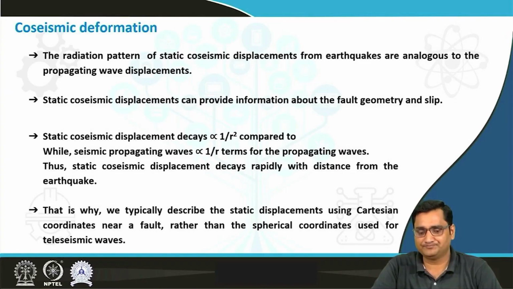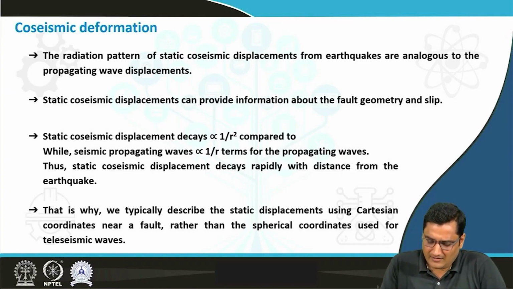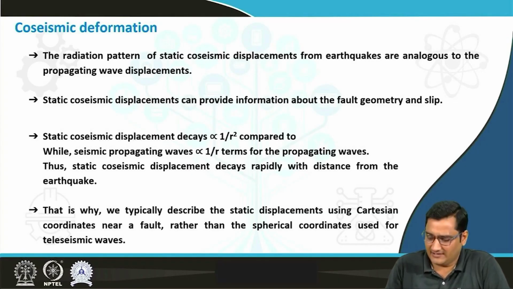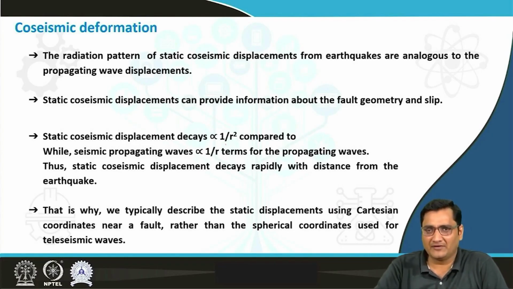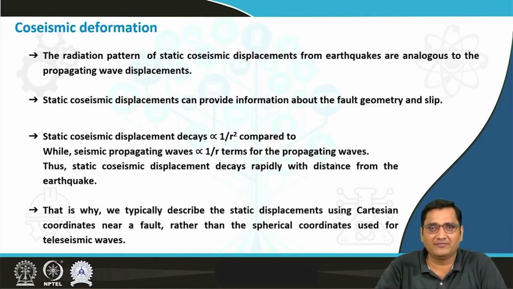If we talk about the attenuation, or the reduction in the displacement, of the static co-seismic displacement, that decays as 1 by r square, while on the other hand the propagating seismic wave decays as 1 by r.